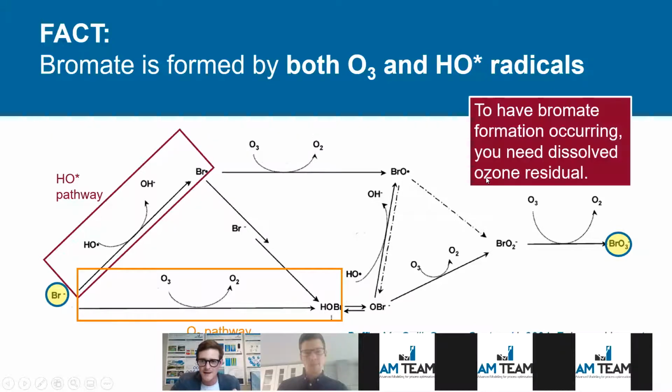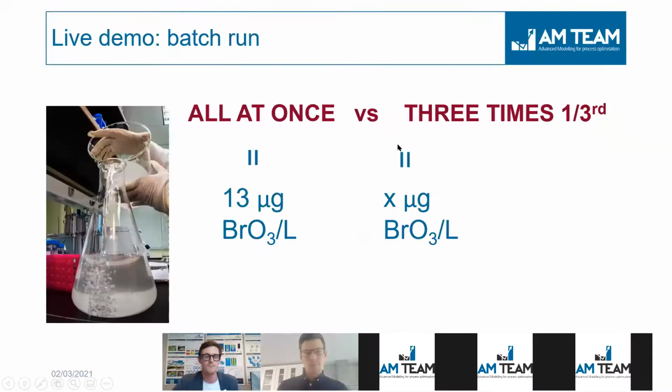So the conclusion here is that to have bromate formation occurring, you actually need dissolved ozone residual. So having ozone is even not enough. You need some local dissolved ozone residual. This is also the reason why advanced oxidation processes solely relying on hydroxyl radicals, one example is UV peroxide, don't have bromate formation, because you have no ozone to do the final work. So this is important to remember. Two steps in the beginning, and then different things happen. It's very complex in real water.